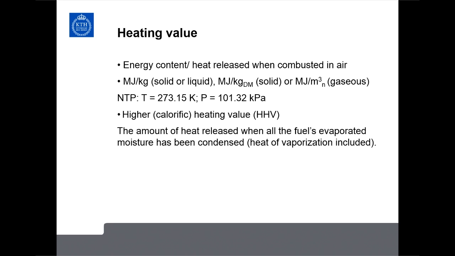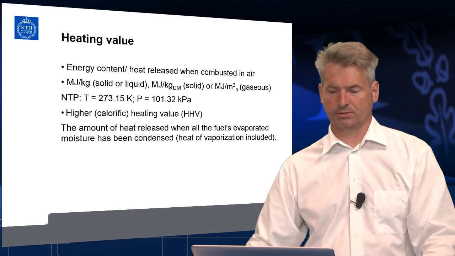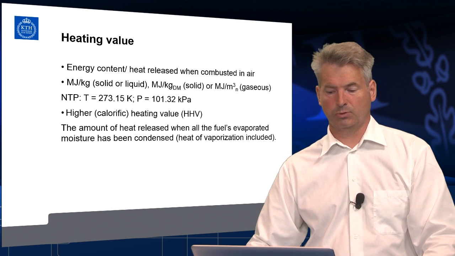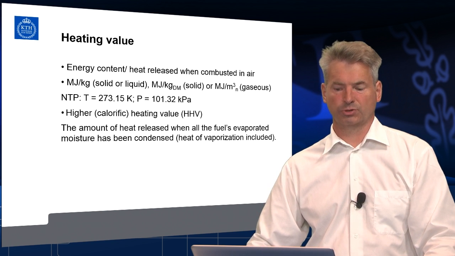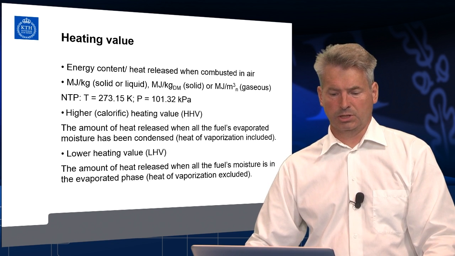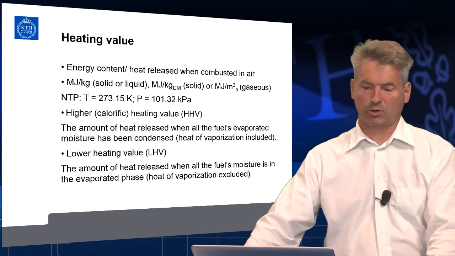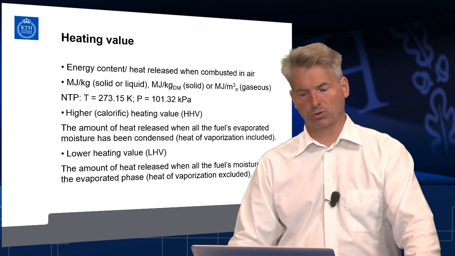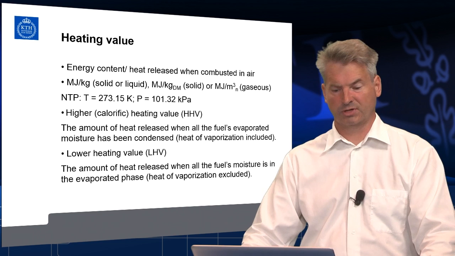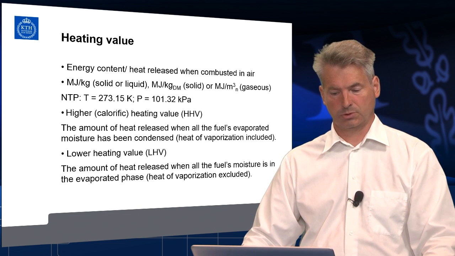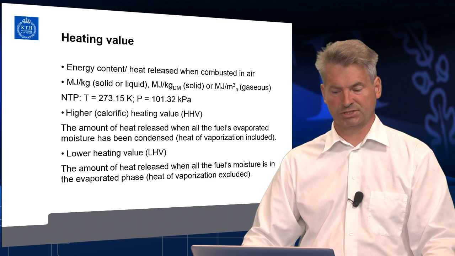There are two different kinds of heating values. First, we have the higher heating value, which is the amount of heat released when all the fuel's evaporated moisture has been condensed. So here we have the heat of vaporization included. The lower heating value is the amount of heat released when all the fuel's moisture is in the evaporative phase, where the heat of vaporization is excluded.